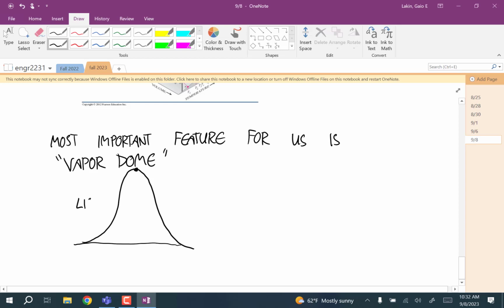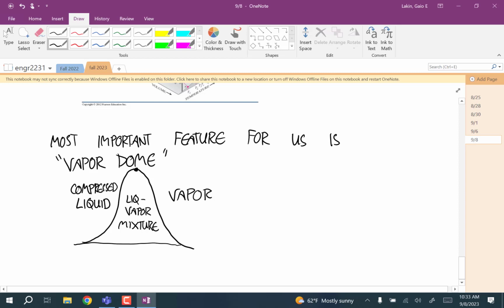On this side, the material is a compressed liquid, it's called. That just means it's a liquid. Inside here is a liquid vapor mixture, and on this side is a vapor.